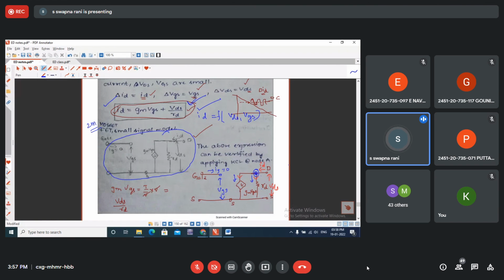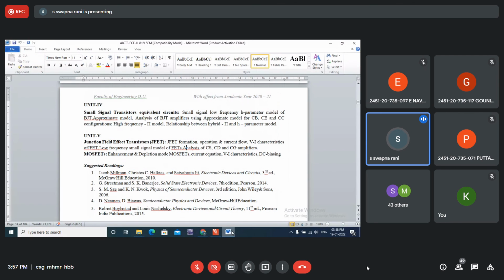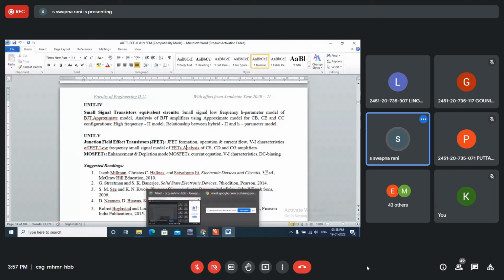In the next class, we will see MOSFET. What are the differences between MOSFET and JFET? So differences between JFET and BJT, differences between MOSFET and FET. These differences are important from the exam point of view for 2 to 3 marks.